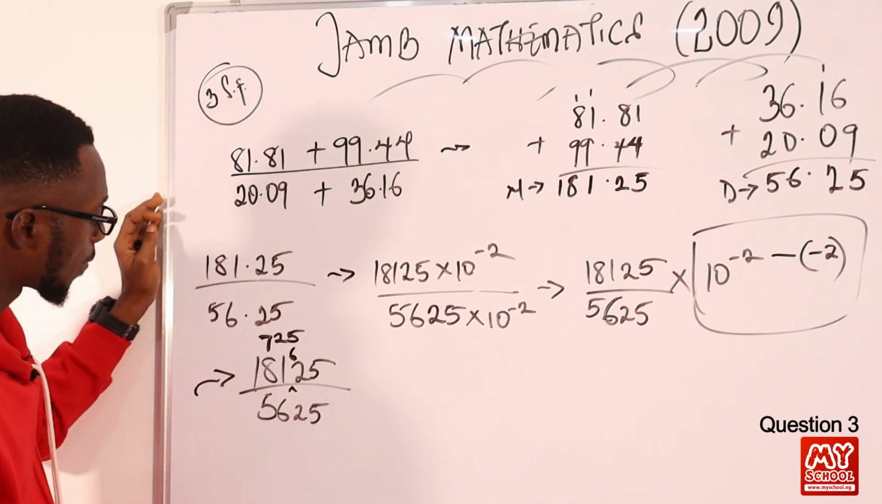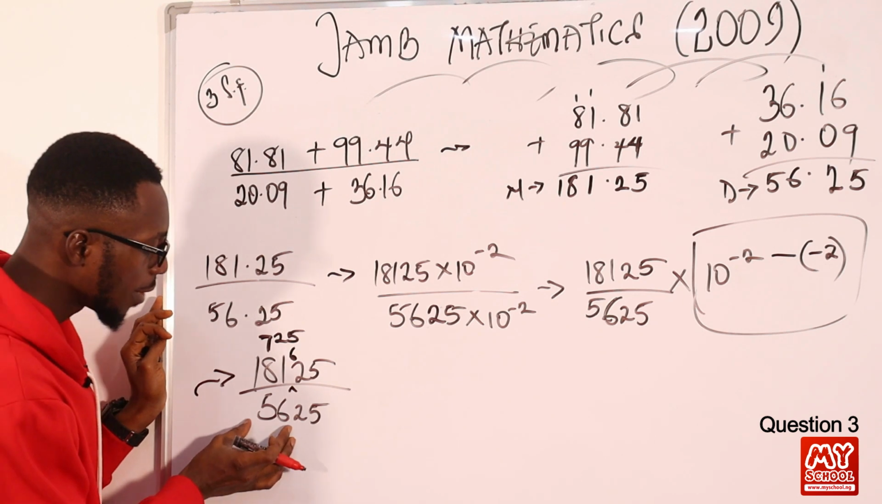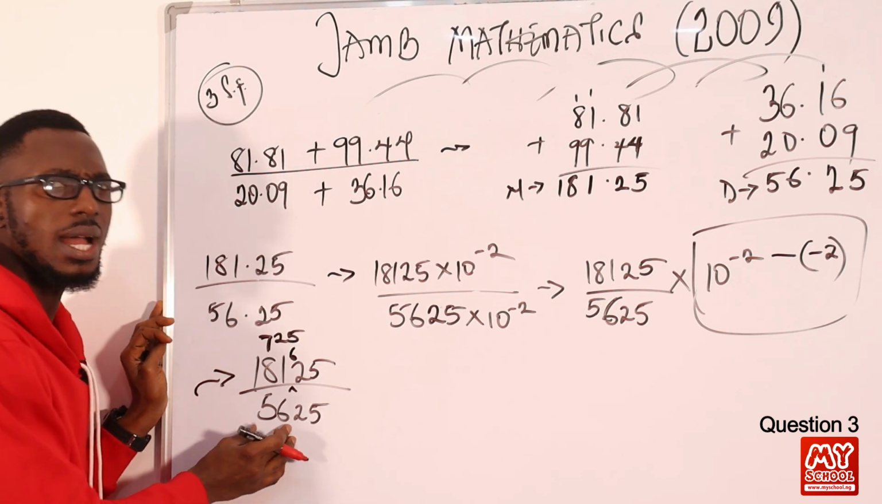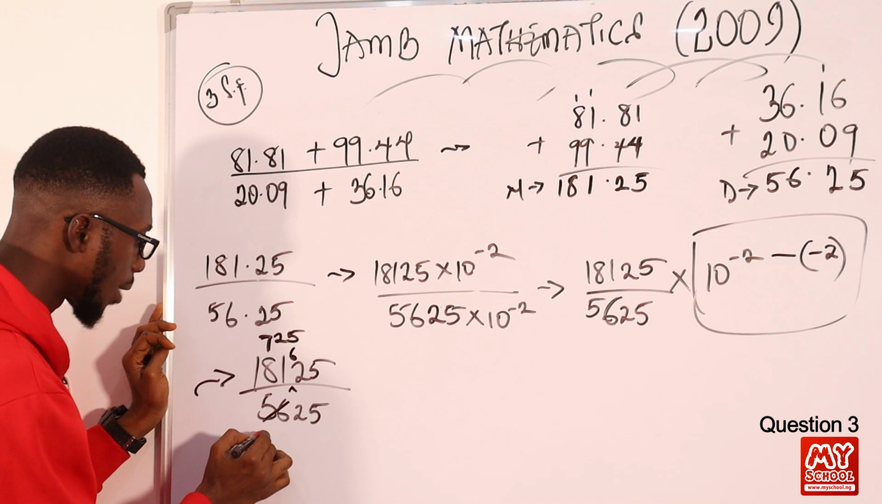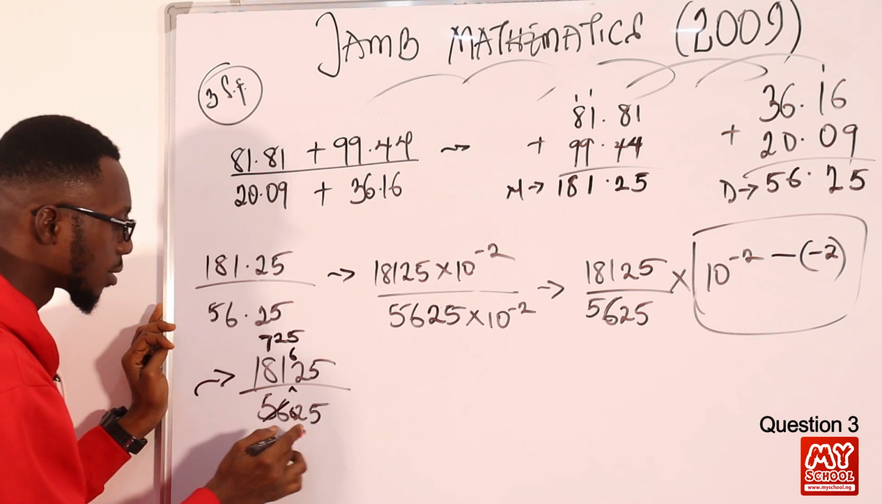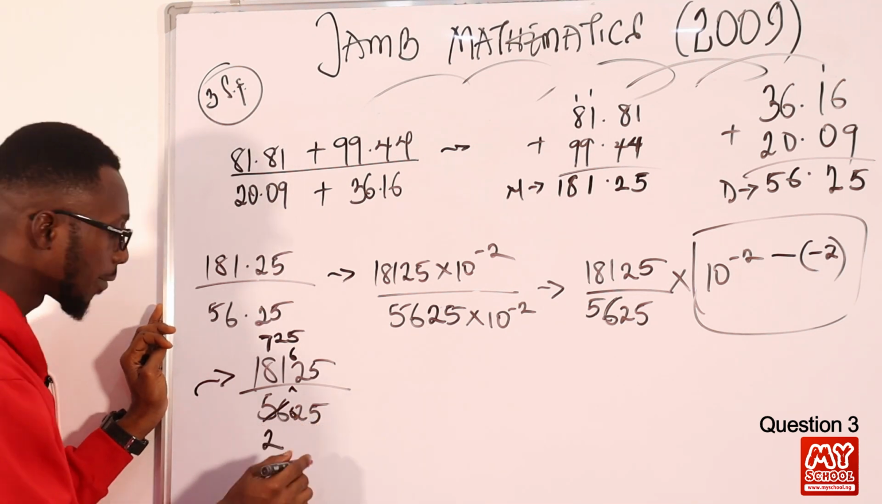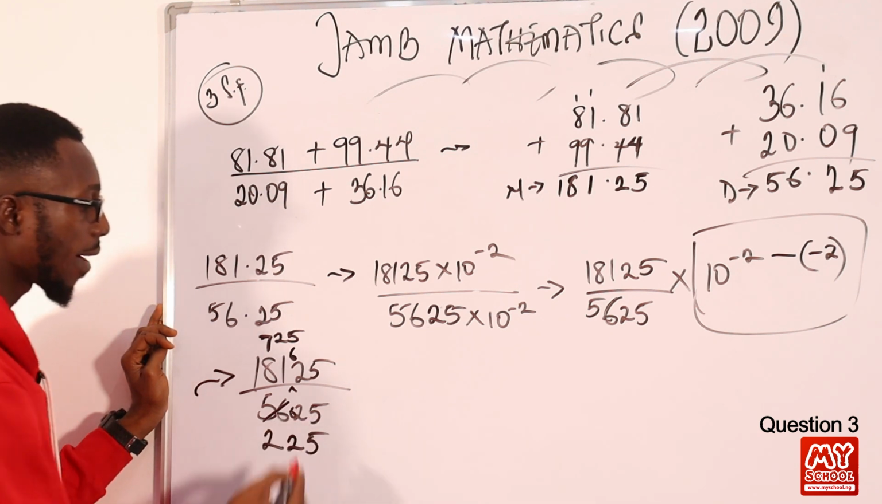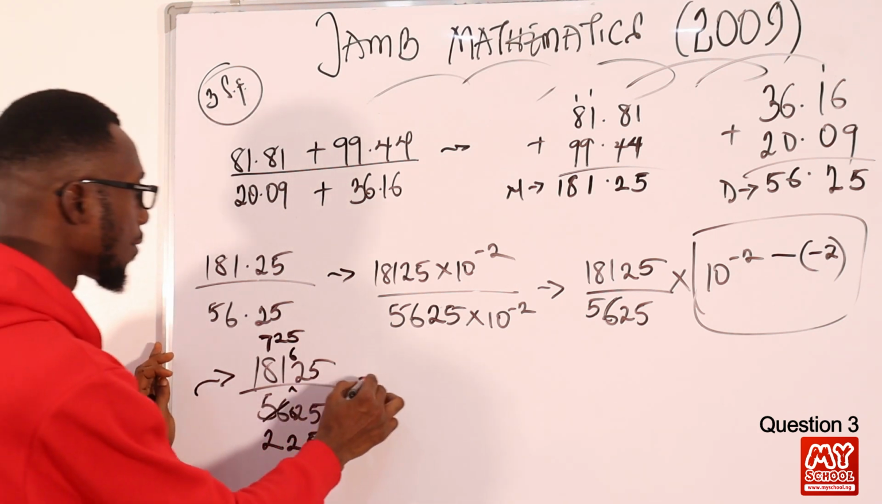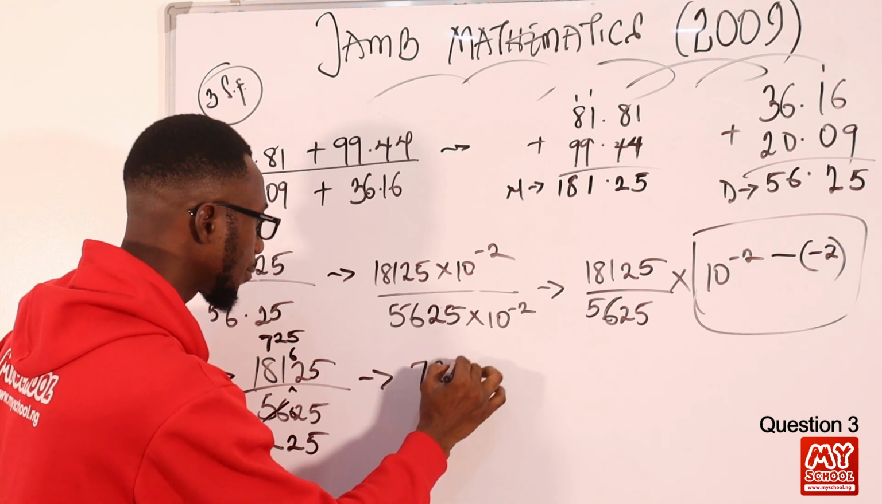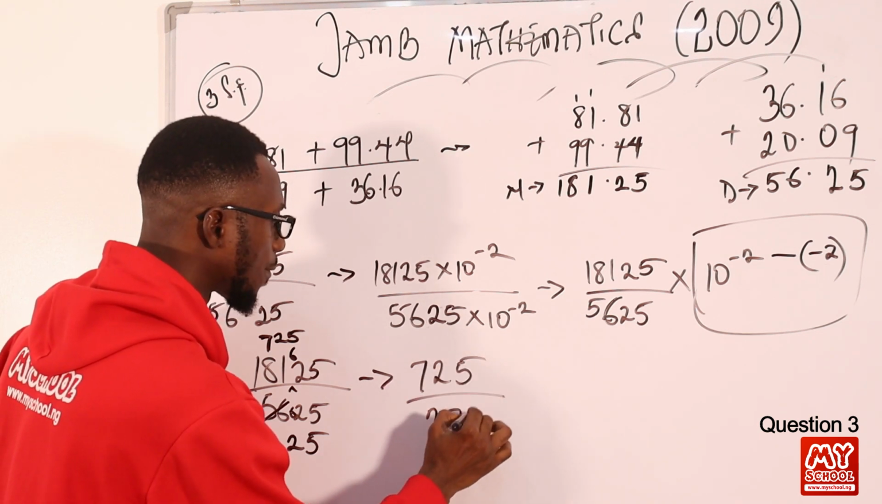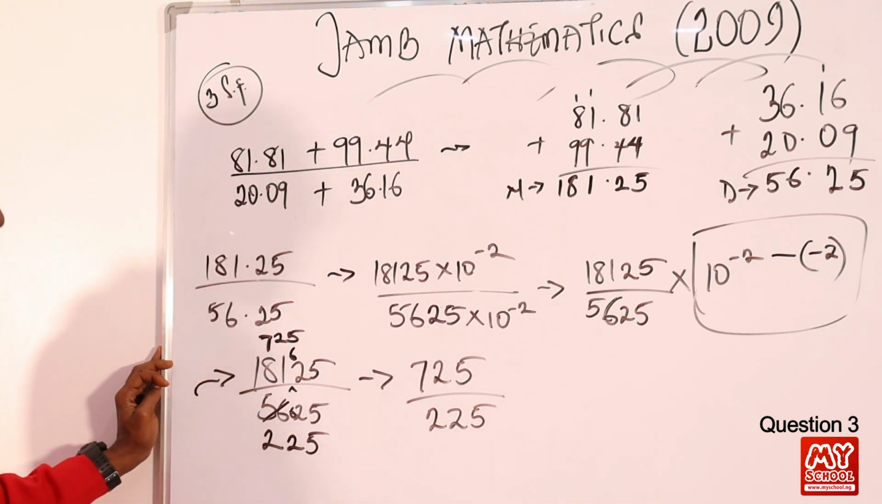Okay, then let's check out this junction. So 25 in 56, it can go 2 times, remaining 6. So I have 2, remaining 6. So 25 in 625, I still have 25, because 25 times 25 gives you 625. So let me still break it down further. Over 225.